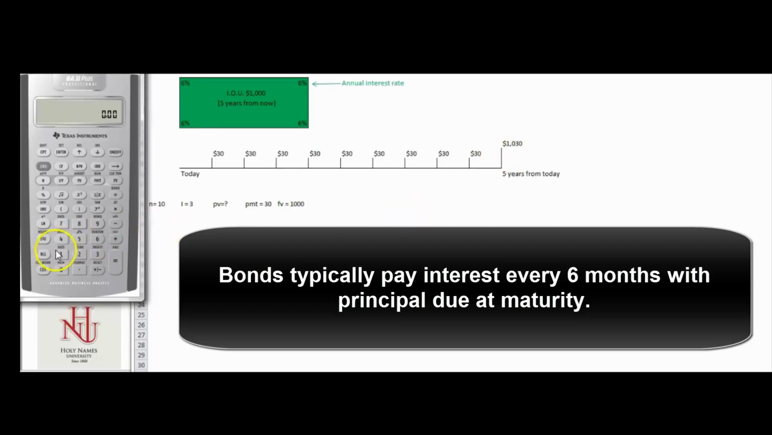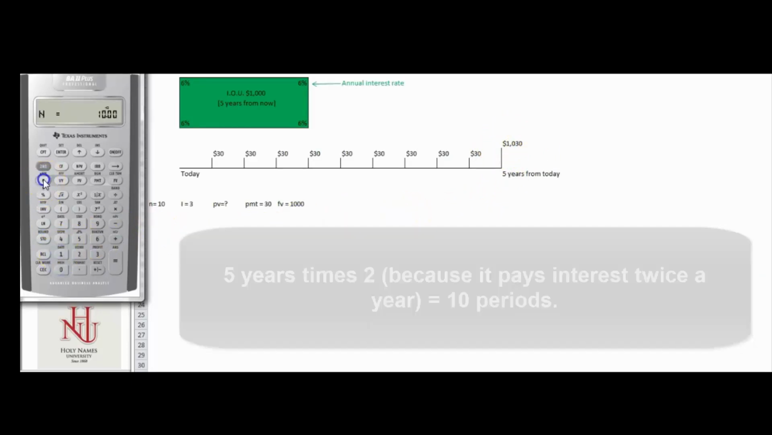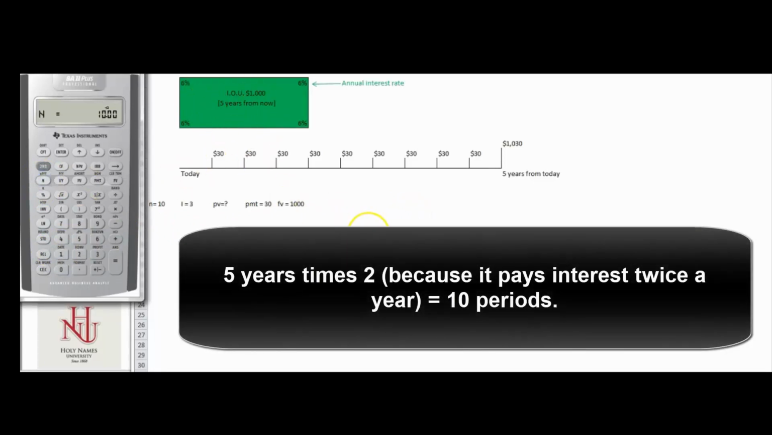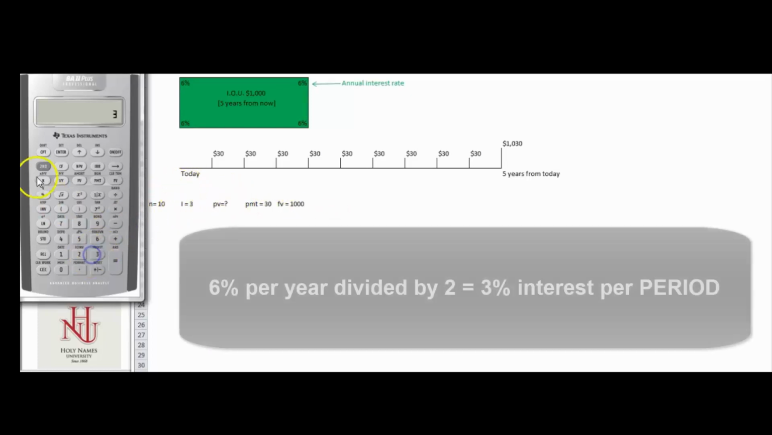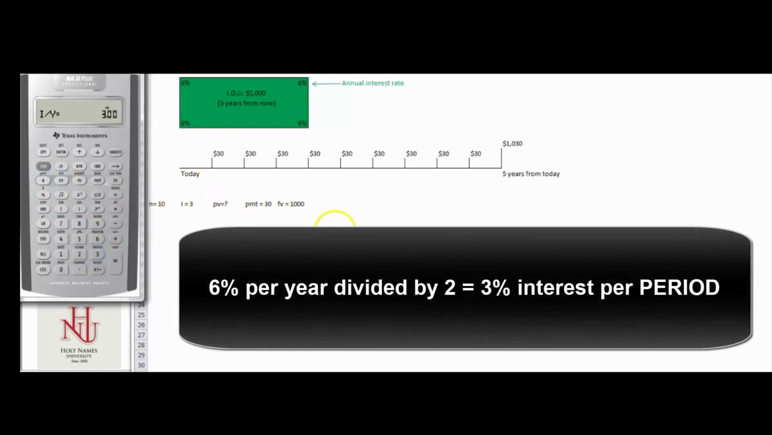So, N is 10. Why do we say 10? It's a 5-year bond. We collect interest twice a year. 5 times 2 is 10. I is 3. Why do we say 3 instead of 6? Because it pays twice a year. 6% divided by 2 is 3%. So our periodic interest rate, our rate per 6 months, is 3.